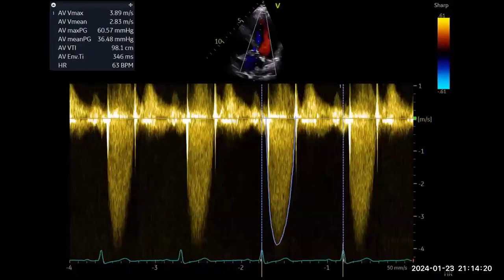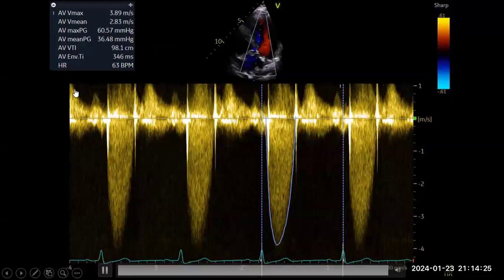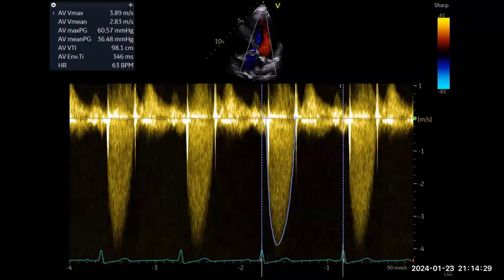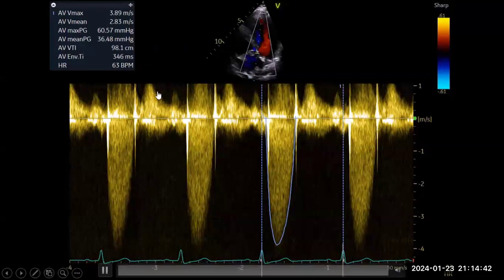So this is the continuous wave Doppler. Okay, so this is an apical 5-chamber view, and the CW across the aortic valve with a maximum velocity exceeding 4 meters per second, which indicates a severe obstruction. Okay, so the velocity is almost 4, as you mentioned. The mean gradient is 36, while the max is 60. It's achieving the severity criteria.